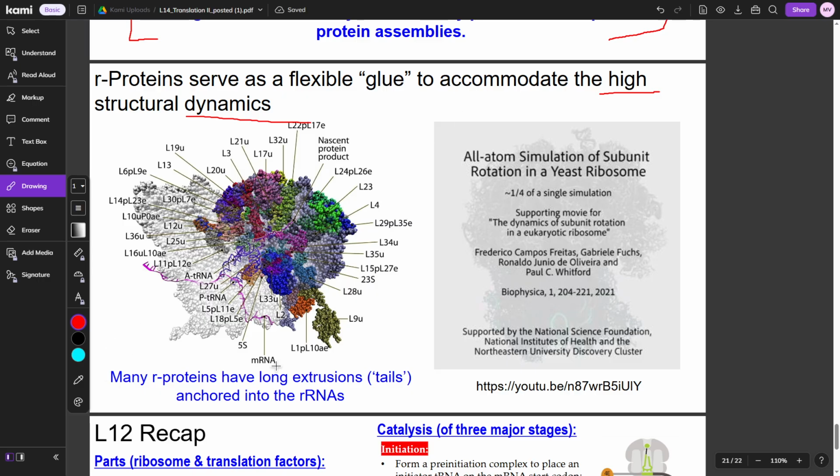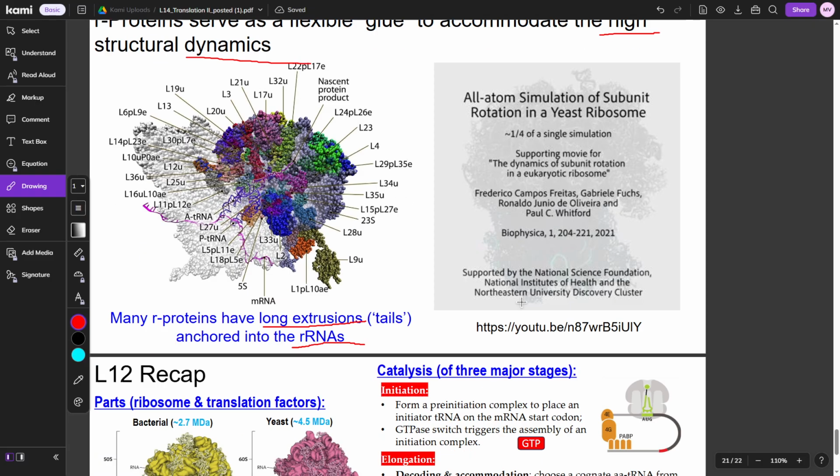So it says that many R proteins have long tails anchored into the rRNAs. So the rRNAs kind of serve as the anchor for the ribosome, and then the R proteins act as little swings and stuff like that. And those are a little bit different from the rRNAs because the rRNAs are there to make sure that the ribosome is stable, while the R proteins are there to swing around and serve as the reactive sites so that we can actually do translation, if you want to think of it like that.